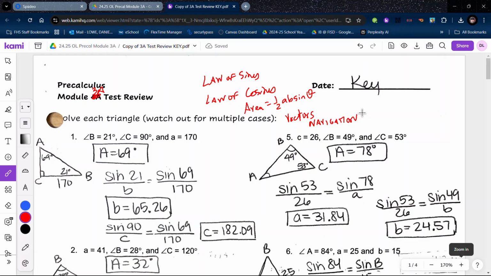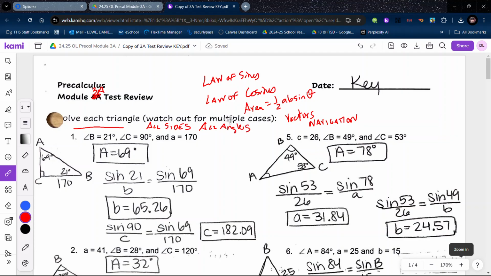All right, so a quick review. What's important is that when you're given information and asked to solve the triangle, you need to figure out all sides and all angles.